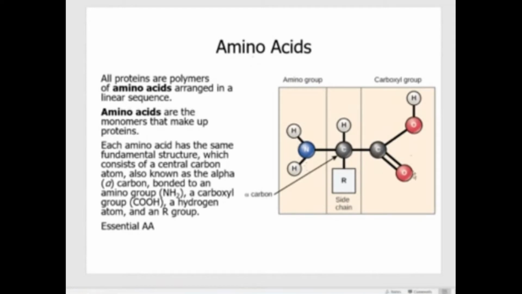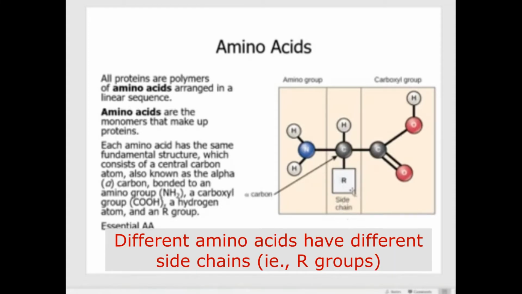And the other big group is going to be the carboxyl group, COOH. And if you remember, this hydrogen can dissociate. It can leave this oxygen, and when it gets into the water, it becomes a hydrogen ion. So that's going to make the solution acidic. So this is the carboxyl group, and this is the acid part in the name. Then the third thing you're going to add is a very simple one, just a hydrogen atom, and that's it. And then the last group is going to be R, the side chain.